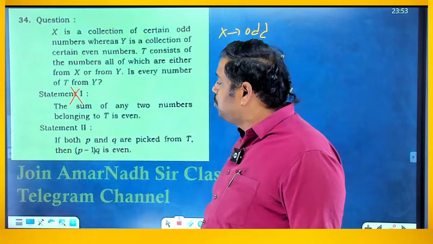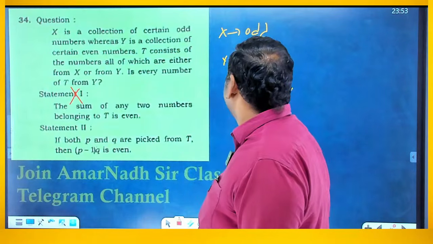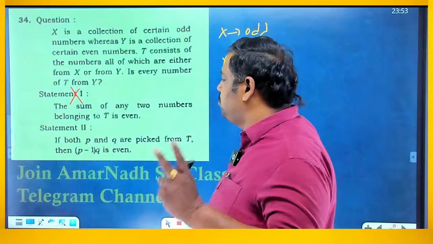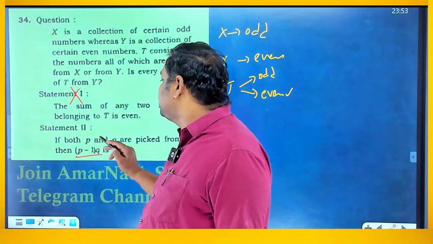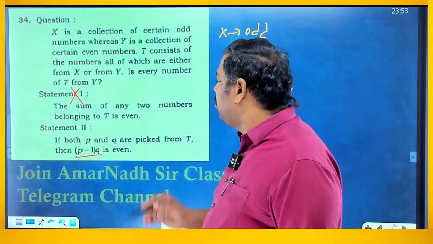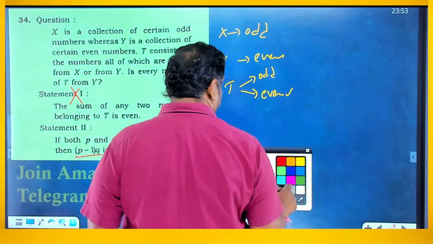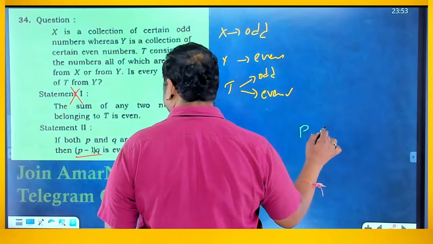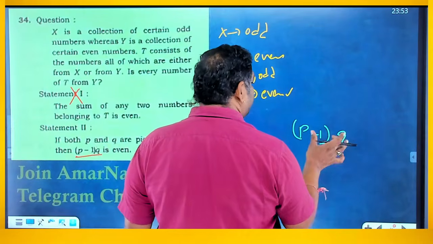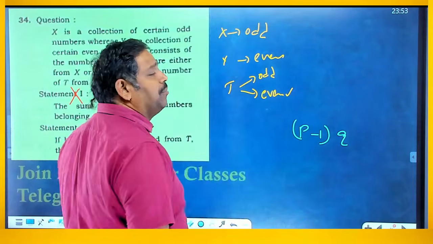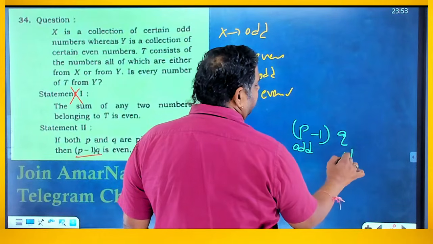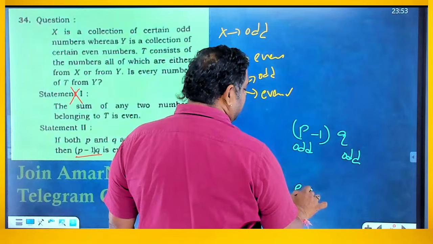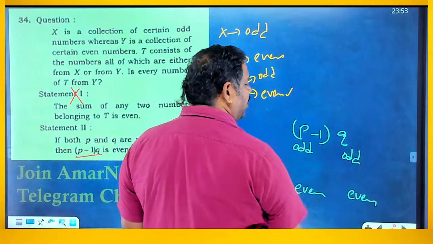Second one, both P and Q are picked from T. From T, I have taken two numbers, P and Q. Okay, then what happens here? Then (P minus 1) into Q is even. Okay, now the beauty I found. What is specified here? (P minus 1) into Q. P, Q are both picked from T, na? So that's why both are odd, one case I have to verify, or both are even, another case I have to verify. Is it right or wrong here?